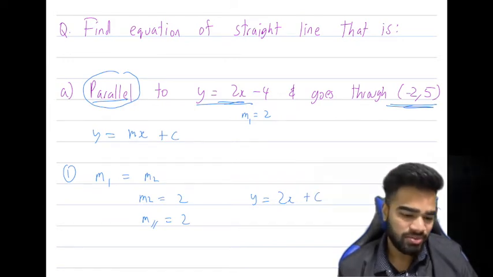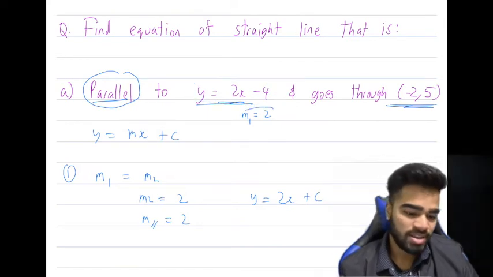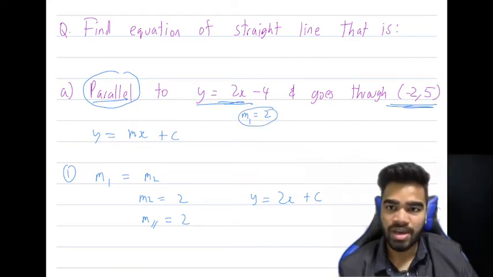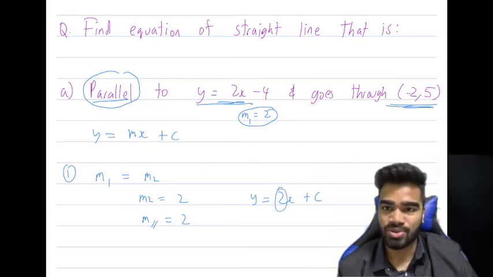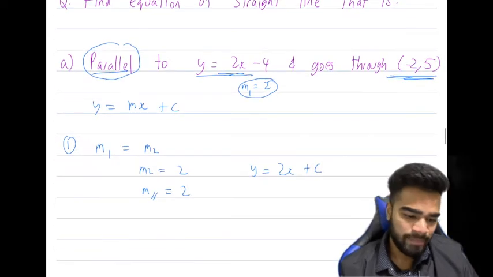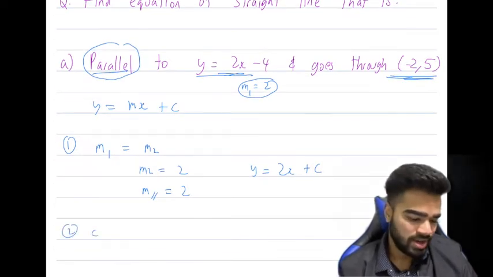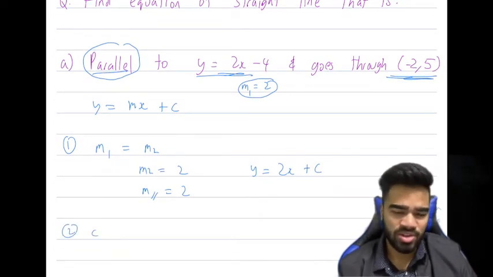Okay, let me just repeat that if you didn't understand. Well, the question is saying it's parallel to this graph, and the gradient of that graph is 2. And because parallel graphs have the same gradient, then we can say the gradient of our new graph is also 2. All right, so you find m. So then all you need to do is to find c. Okay, how do you find c? It's simple. We know this is the same as always.